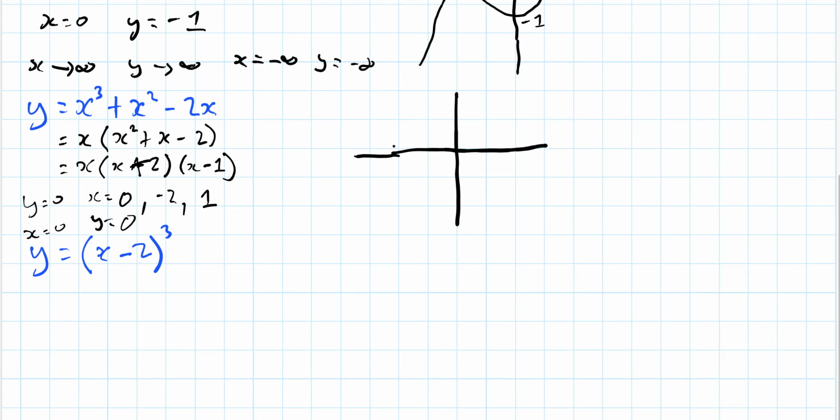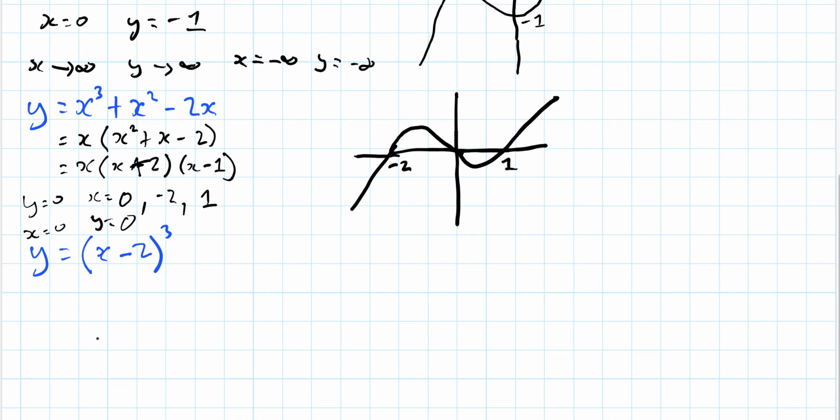So it's going to cut through minus 2. Start from the negatives, cut at minus 2, and it's going to go to 0. Cut 0 again. That's where it crosses the y-axis. And then come up to 1 and continue. So that'll be minus 2, 0, and that'll be 1.